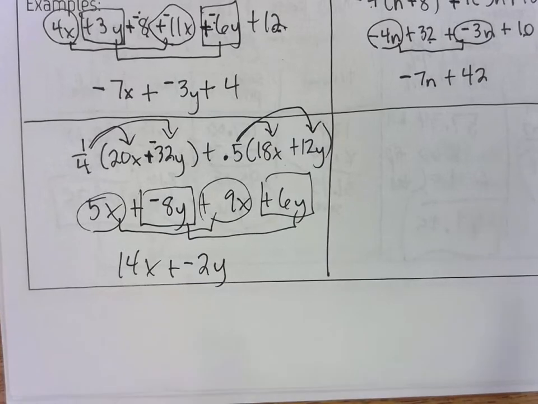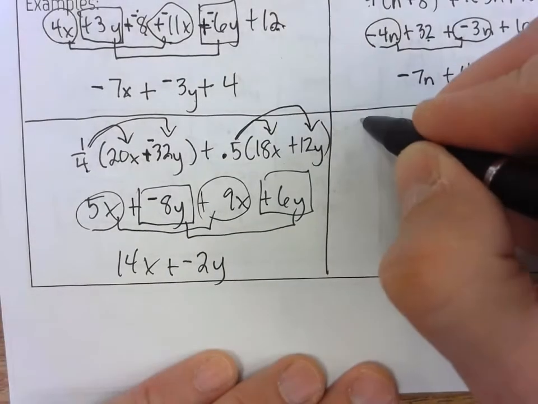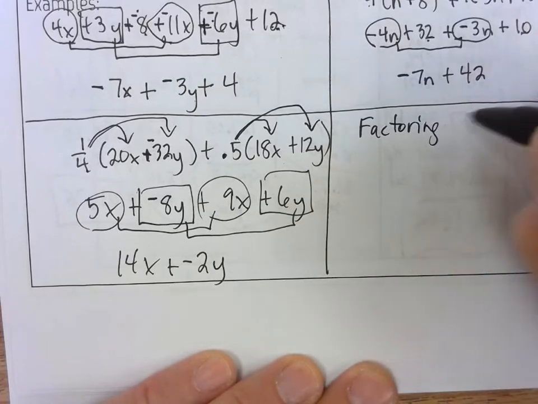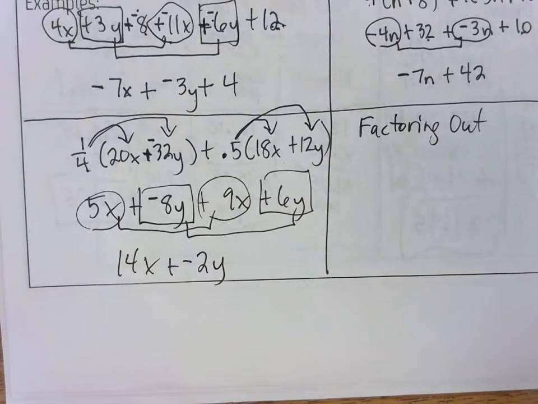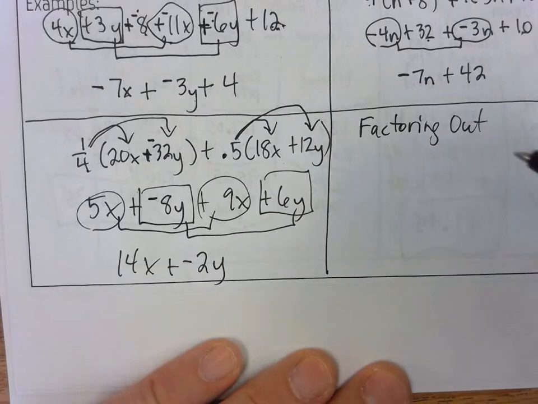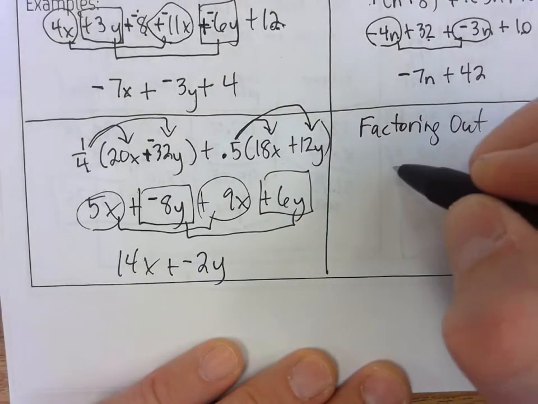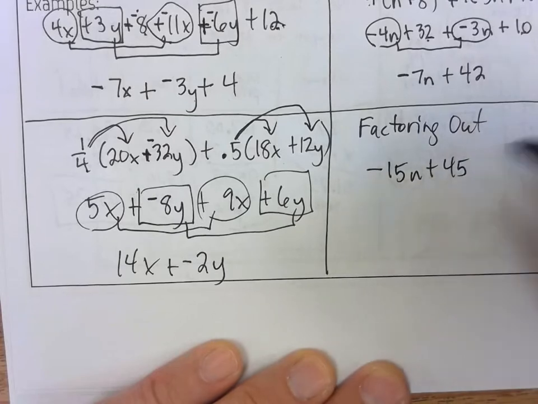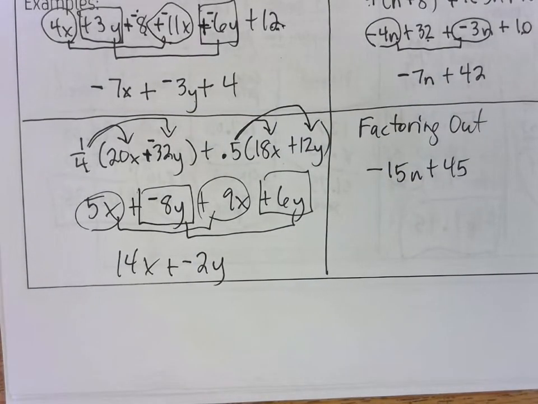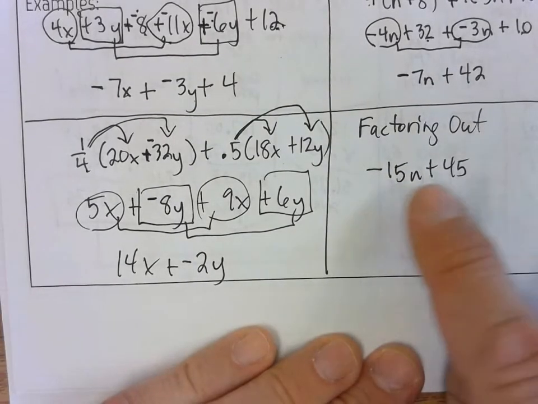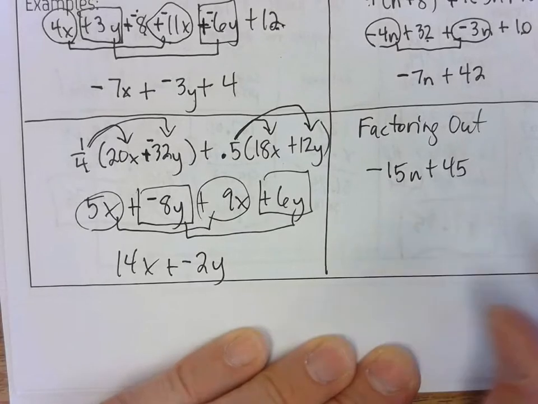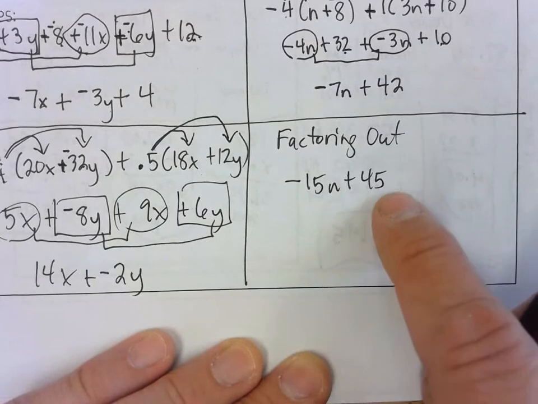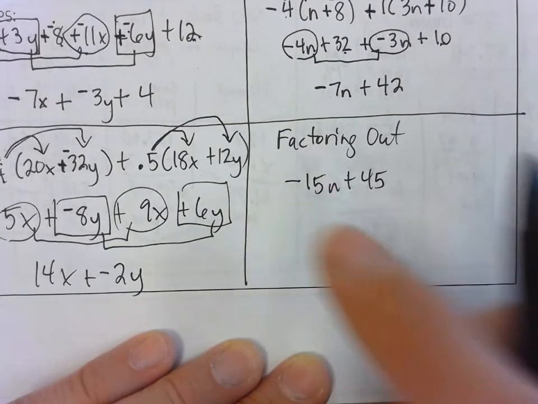And as we finish up the last one here, I just want to talk to you about factoring out in reverse. You may or may not see this, but it doesn't hurt for me to talk about factoring out real quick. So let's say we've got one like this. We've got negative 15n plus 45. All right, so you want to see if you can factor out the biggest number out of those two numbers right there. And if you know your numbers, you know 15 goes into 15, 15 goes into 45, and I'm going to factor out the negative.